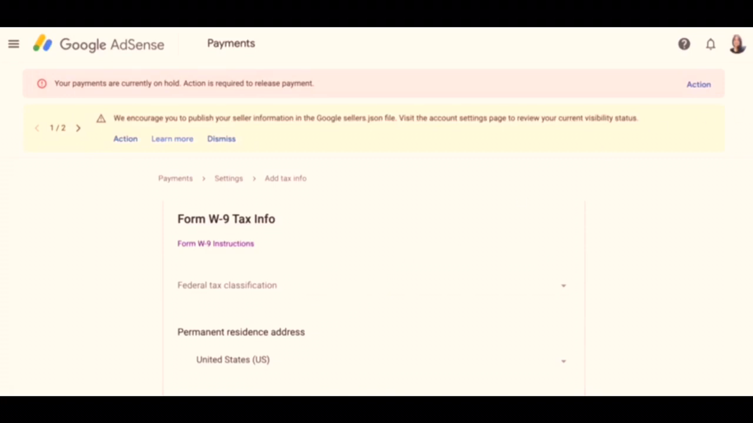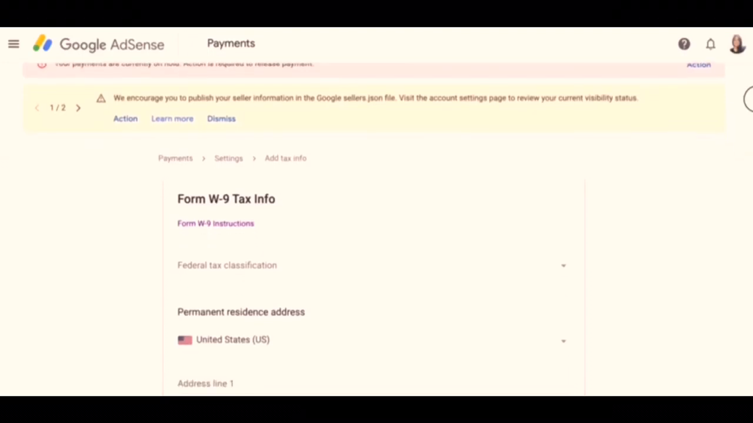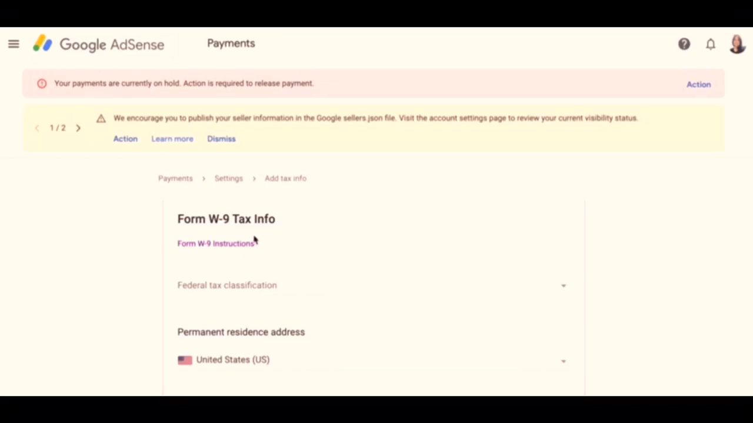This one, guys, is for those who live in the U.S., who are U.S. citizens or lawful residents, who are YouTubers, so that they can receive the salary from Google AdSense. This is good to file for the W-9 tax info. So we are here, guys, for the W-9 tax info. So, federal tax classification.